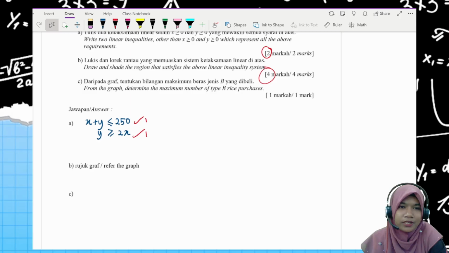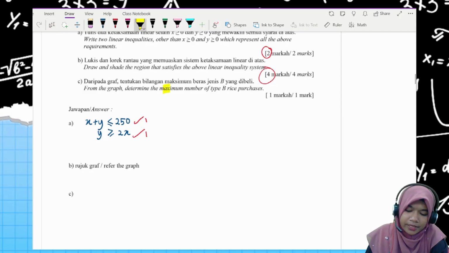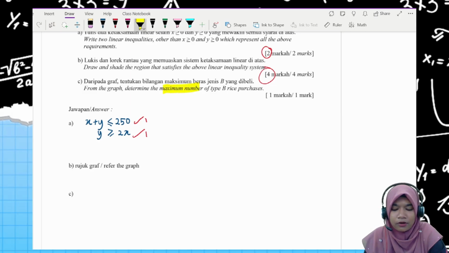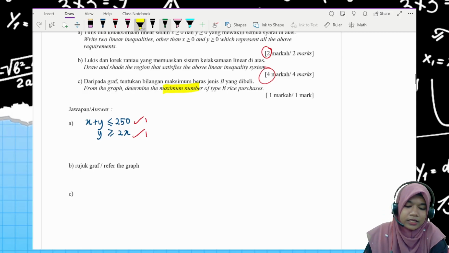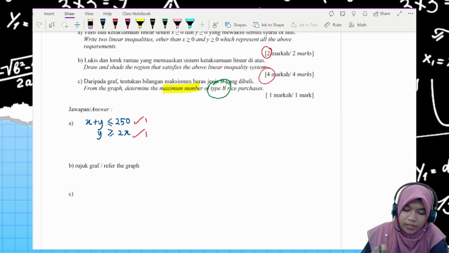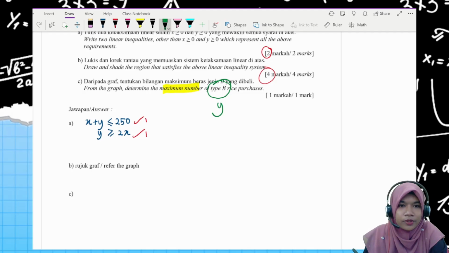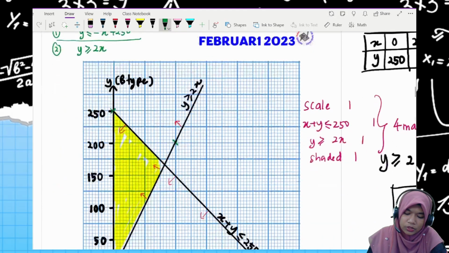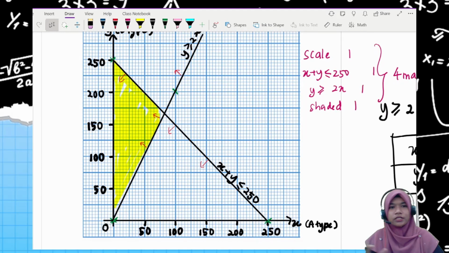Continue with question C. From the graph, you have to base on the graph. From the graph, determine the maximum number of type B. It asks about type B. Type B is x or y? Type B is y, the maximum. So how to know the maximum? You have to base on the shaded region that satisfies both conditions.